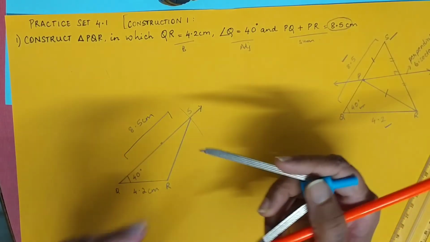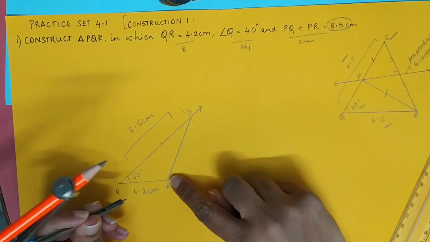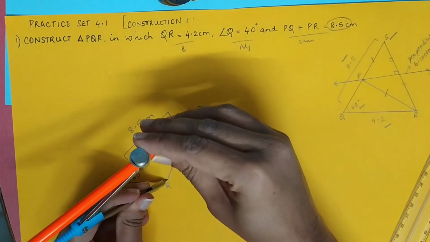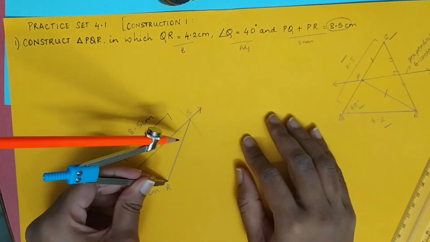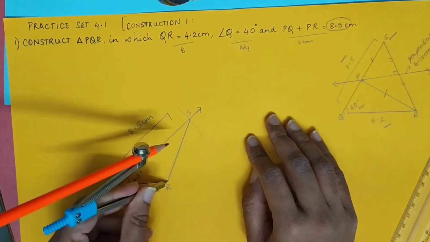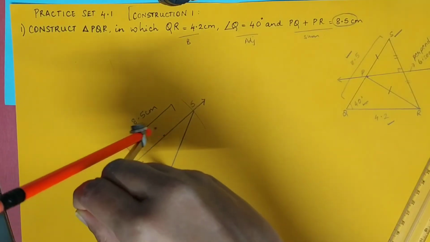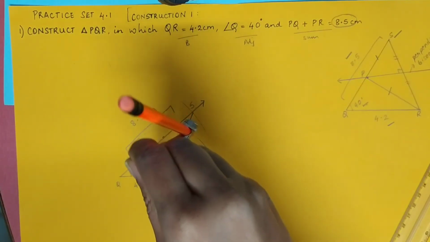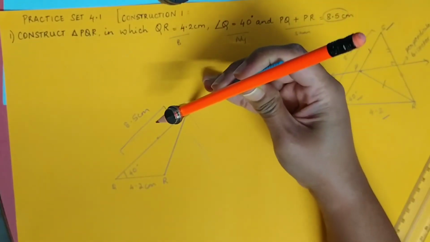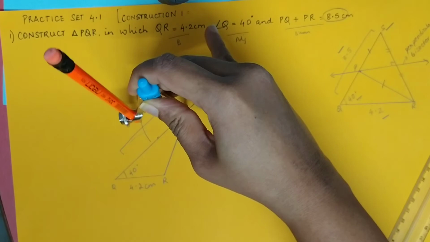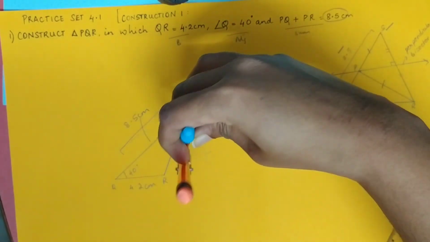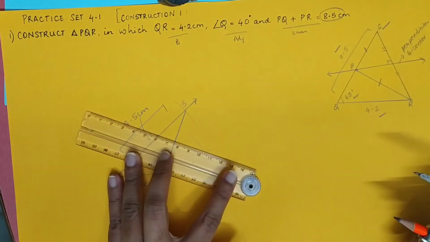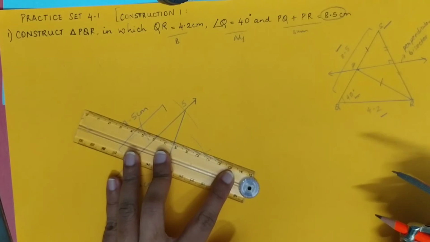For this, I'm going to use the perpendicular bisector. I'm going to find the perpendicular bisector of segment RS. So I'm going to place the pointer on point R and open up to a span which is more than half. Mark the arcs on the left and on the right. Repeat the same procedure by now placing the pointer on point S. Mark an arc. You will notice the two arcs intersect. Use your scale and join it.